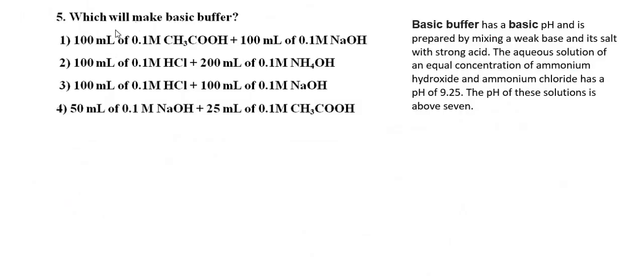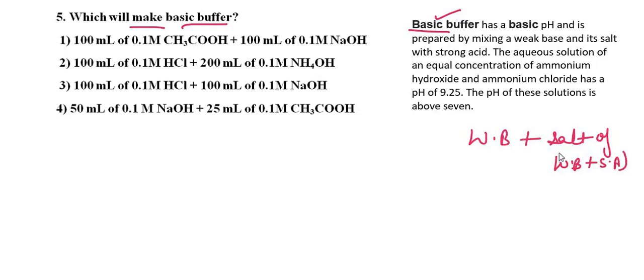Now the next question is, which will make basic buffer? It will become very easy for you to solve the question when you know the definition of basic buffer. A basic buffer is that buffer which is obtained by mixing a weak base with the salt of this weak base with a strong acid. When we mix them, the solution obtained is known as basic buffer, and the pH for basic buffer is always greater than 7.